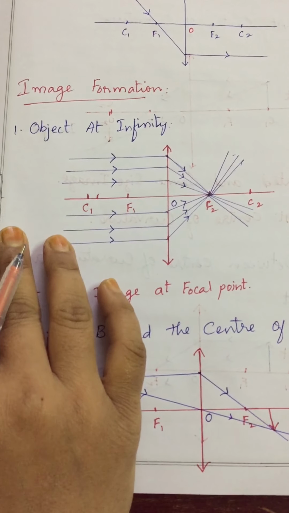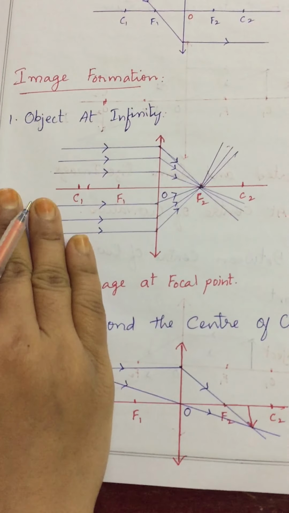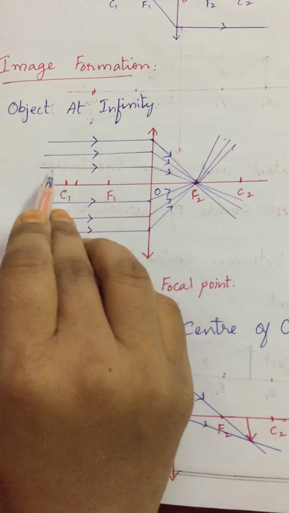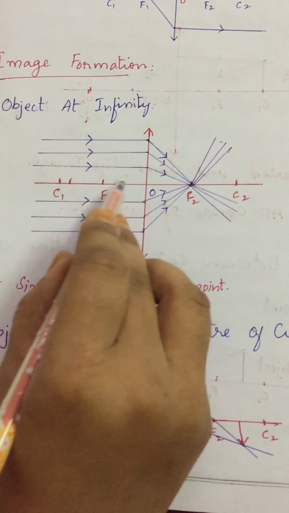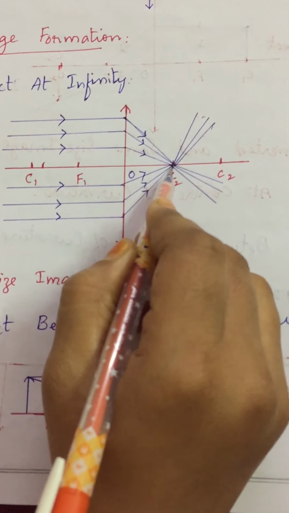First, we are taking the object at infinity. When we keep the object at infinity, that means we don't know the exact position, it is very far. The rays coming from this object at infinity, parallel to the principal axis, converge at the focal point after refraction. So we will get a point size image. See, the rays are parallel and they converge, intersecting at the focal point. From here we get the image, which is a point size image. Are you getting, children?